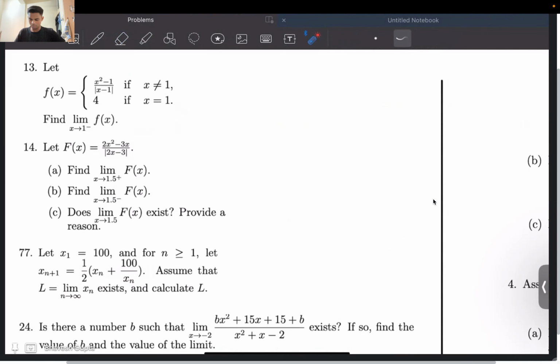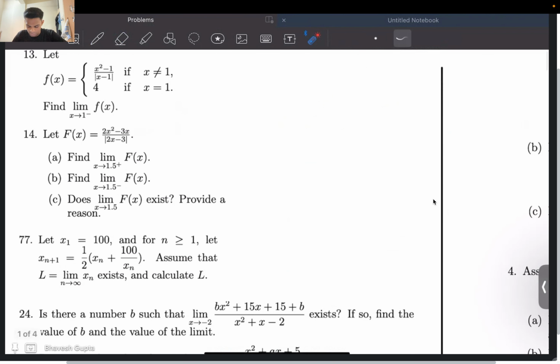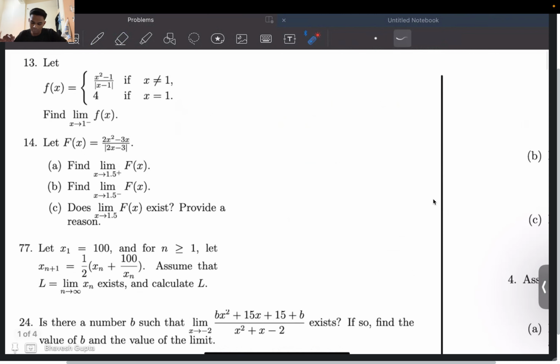Hello everyone. Today we will start our session by solving questions. In previous sessions we just discussed the theory. So from today itself, we'll start solving questions so that you can perform well in your exams.